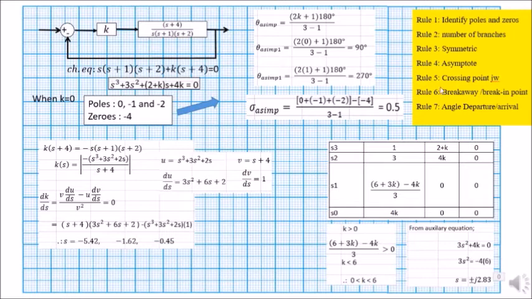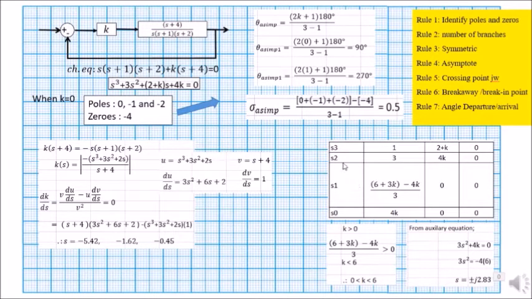Next, rule number 5. We have to determine the j omega crossing. In order to determine this j omega crossing, we can apply the Routh-Hurwitz technique, because j omega crossing occurs when poles are located on the j omega axis. So first we have to find the value of K maximum where the system becomes oscillatory. We just apply this RH table.